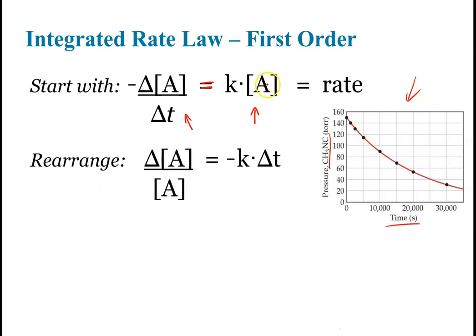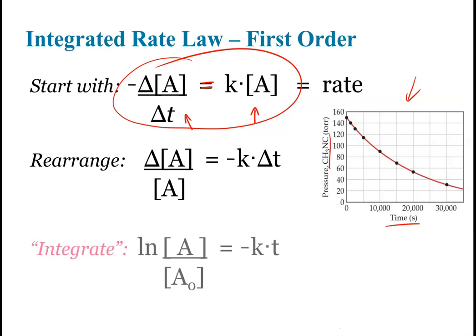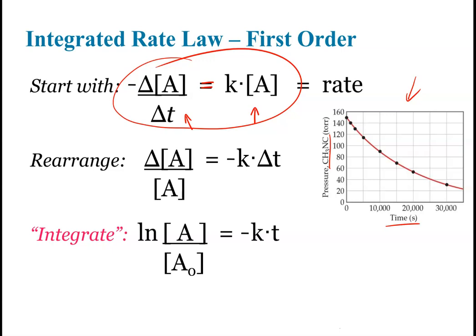And then we're going to rearrange this. We're going to set these two equal to one another, and then rearrange the equation so that the change in concentration of A over the concentration of A is going to equal the negative rate law constant times the change in time. And then we are going to, quote, do an integration, unquote. It is a data transformation, and we don't need to know the details of it. And when we do that, we end up with this equation.